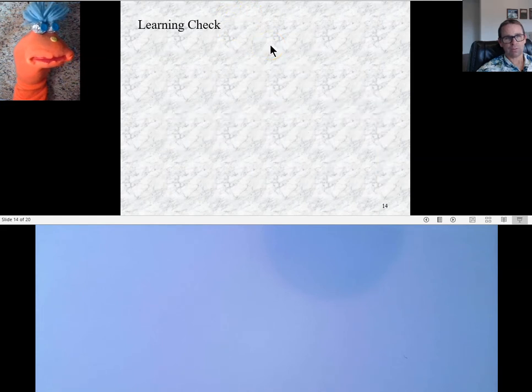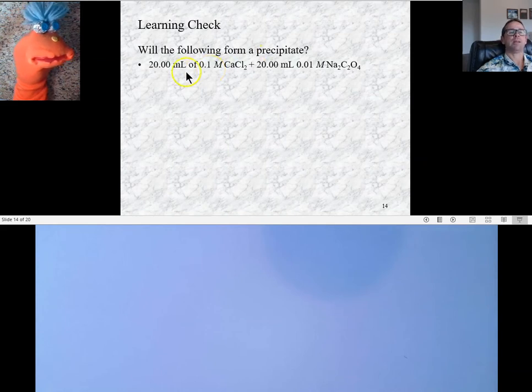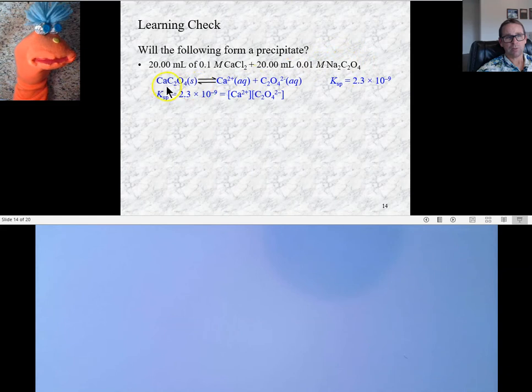Okay, so let's look at this for example. Will the following form a precipitate? If I put in 20 mL of 0.1 molar calcium chloride and 20 mL of sodium oxalate, will a precipitate form? Well, if I'm told that the KSP for this material is 2.3 times 10 to the minus 9, and the material is going to be what? What is the insoluble material that's going to result when these two mix?